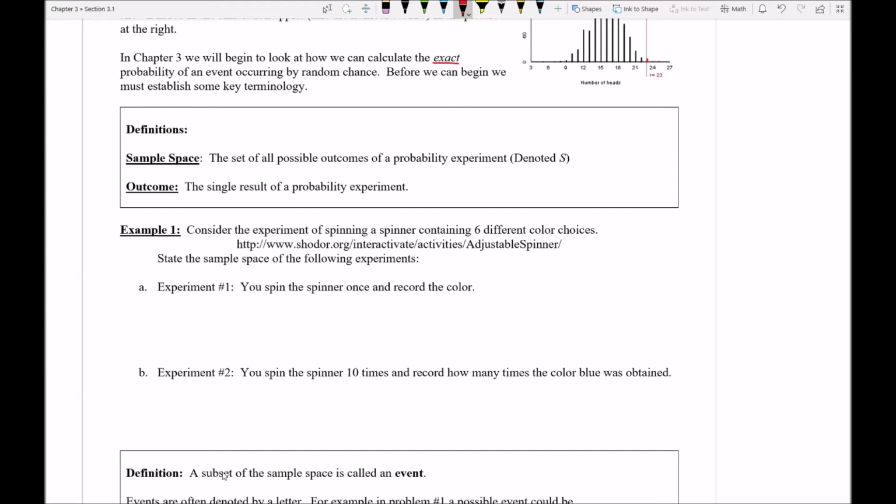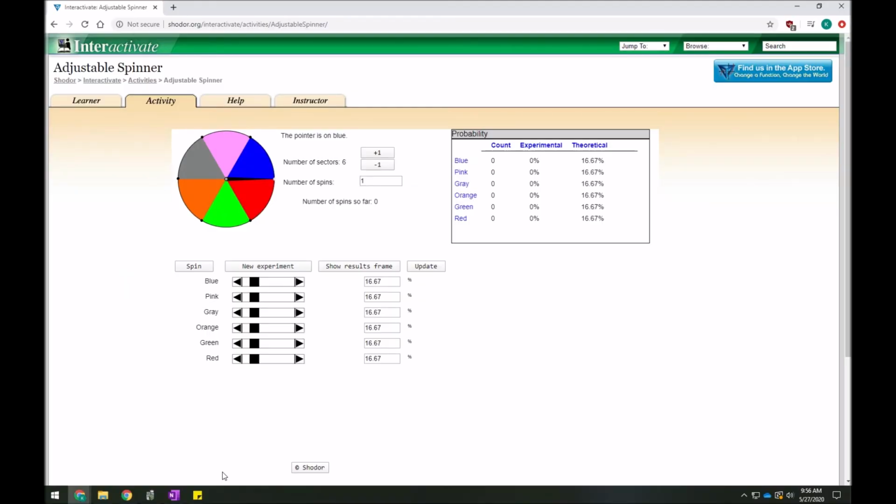So let's take a look at this. Here's a spinner that I can use, and you can see that it has 6 different sections on it. Every time I click the spin button, my little black spinner spins around and lands in a particular color. Every time I do this, it might change which color it lands in. But I can see that I have all these different colors.